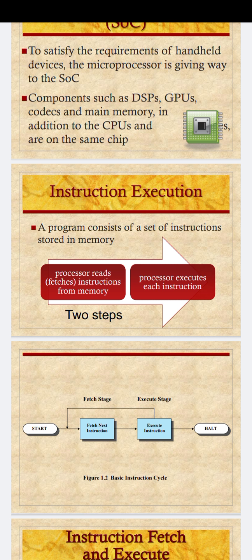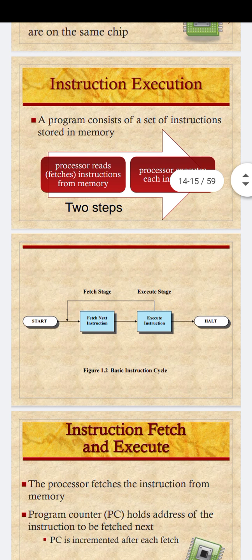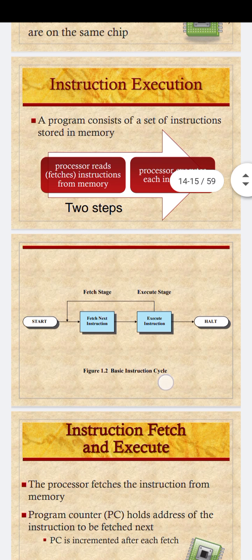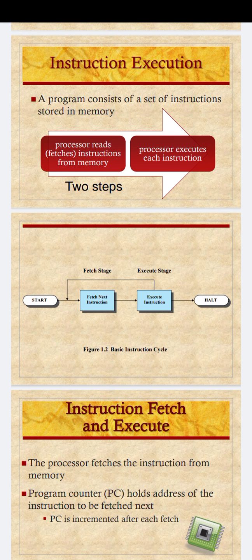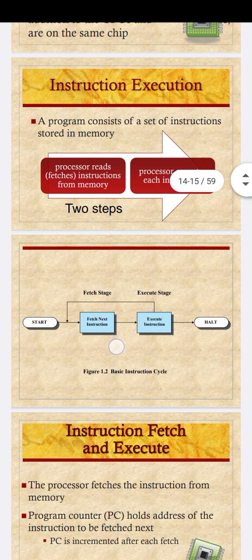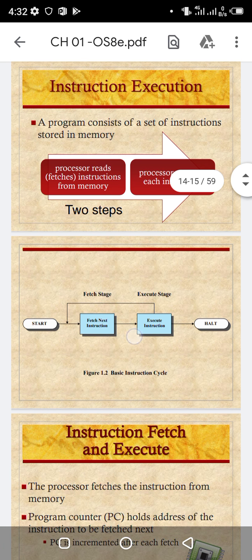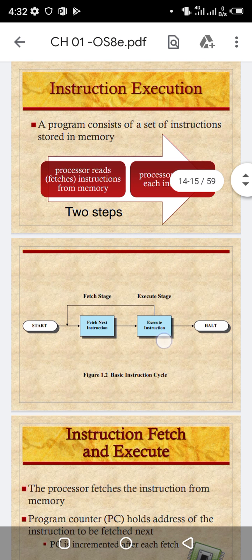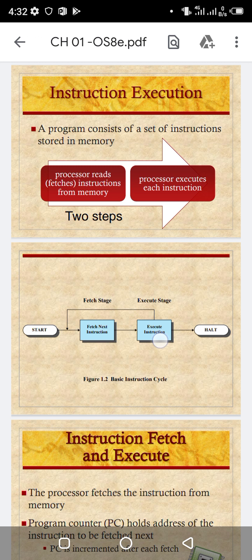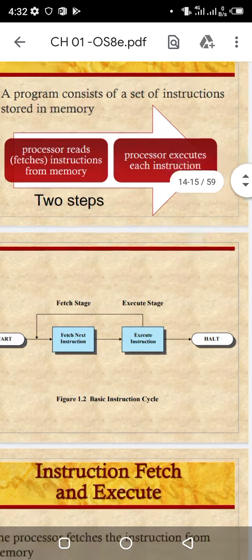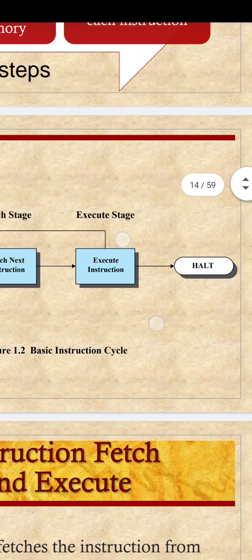The processor executes each instruction. So there are two steps within the instruction execution. These two steps are: the processor reads, fetches the instruction from the memory, and the processor executes each instruction. So that's the basic instruction cycle. You can see here we have start, fetch next instruction, and then execute instruction, before going back to the fetch stage.